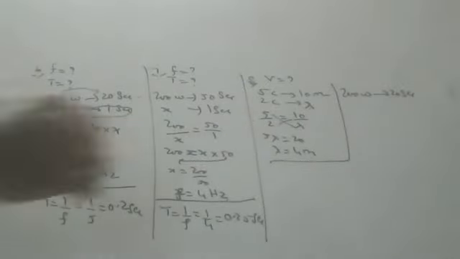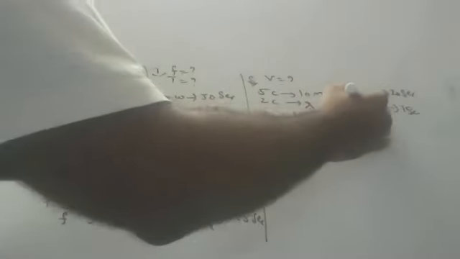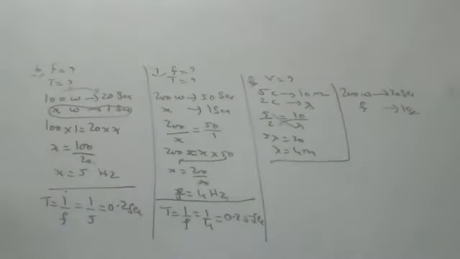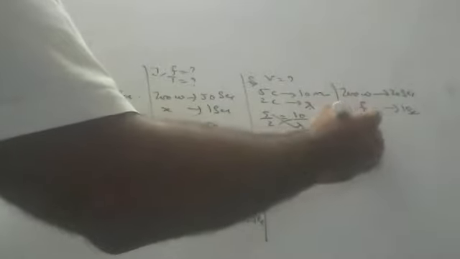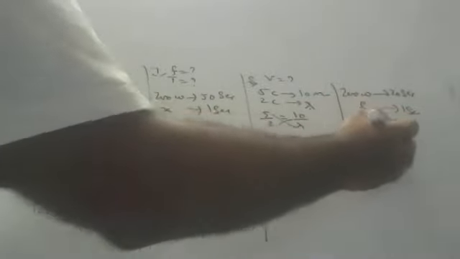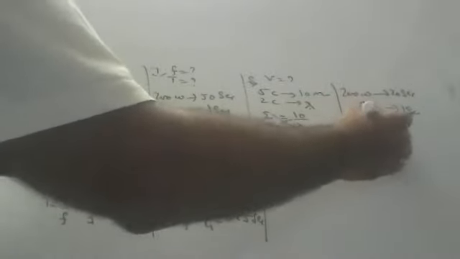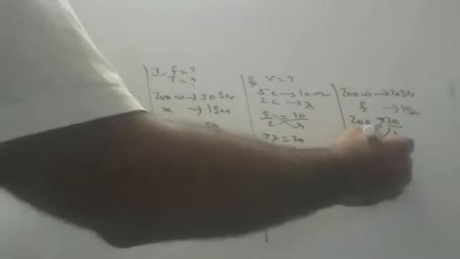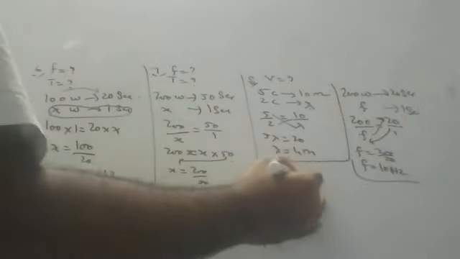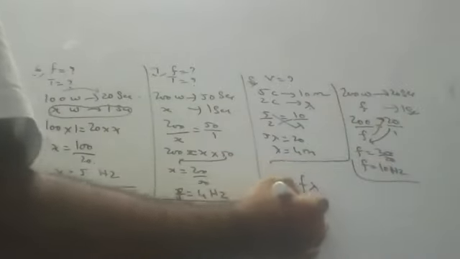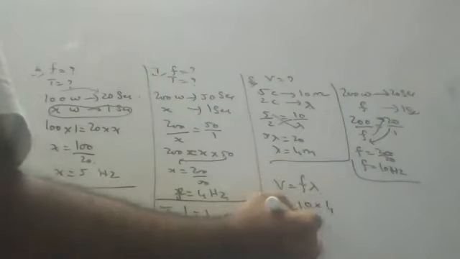According to the definition, 200 waves are occurring in 20 seconds, means in 1 second, how many waves will occur? That is frequency. Direct proportion, children. So 200 by f is equal to 20 by 1. F is equal to 200 by 20. F is equal to 10 hertz. Right? What is velocity? Frequency into lambda. 10 into 4. 40 meters per second is the velocity of the wave.